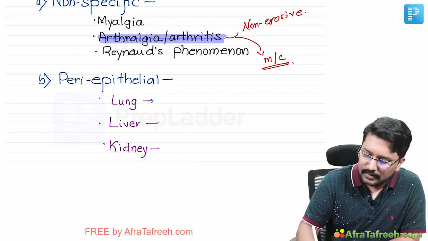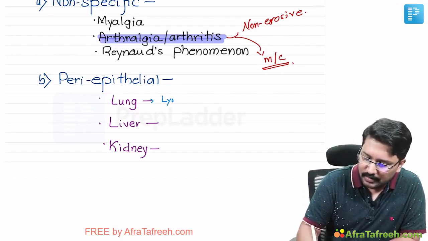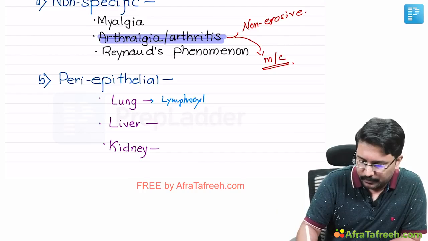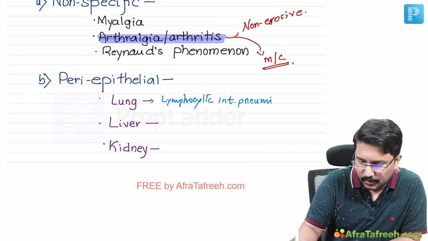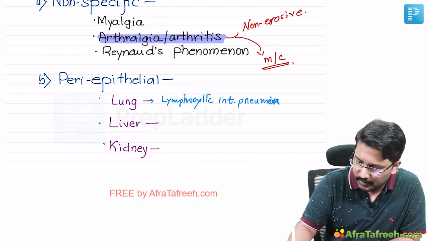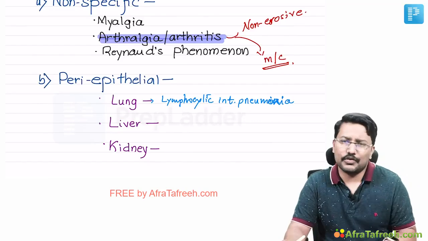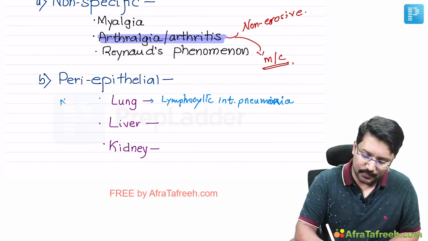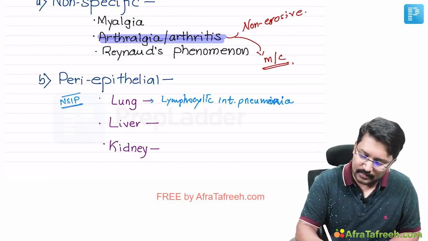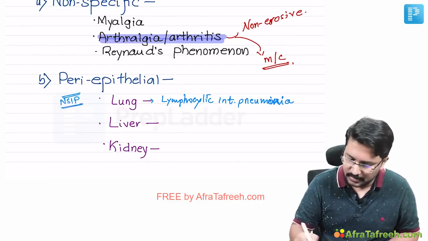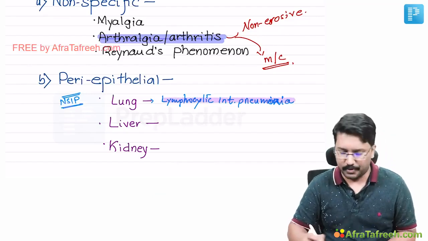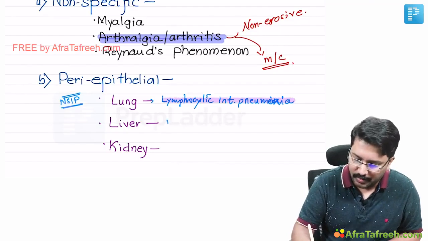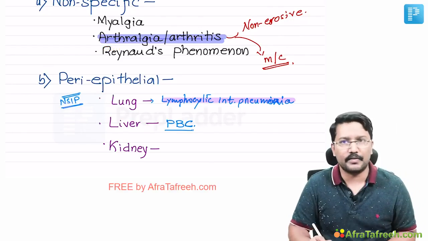Lung, right? In lung, the involvement is usually in the form of lymphocytic interstitial pneumonia. Yes, I do agree that these patients are prone to develop interstitial lung disease also, where it is usually NSIP pattern, right? But other than that, the characteristic lung lesion in patients with Sjogren's is lymphocytic interstitial pneumonia. Okay. The liver involvement is mainly in the form of primary biliary cirrhosis. These patients are prone to develop primary biliary cirrhosis.